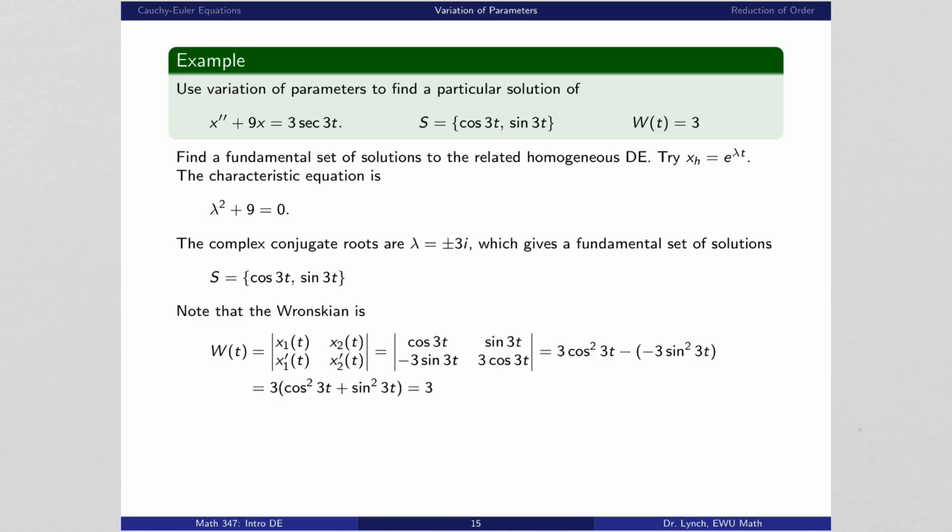Here's the Wronskian again. It's just the determinant of the zeroth and first derivatives of those two solutions from the fundamental set. And in this case, that simplifies nicely as just 3. Okay, so the Wronskian of these solutions is 3.